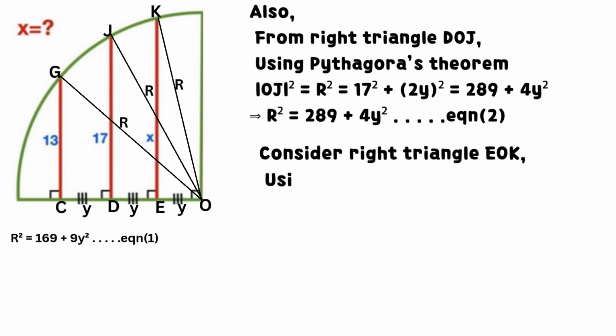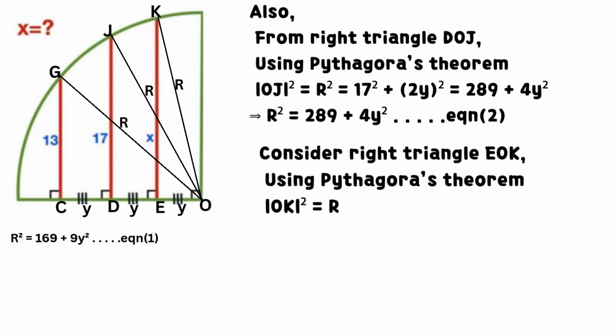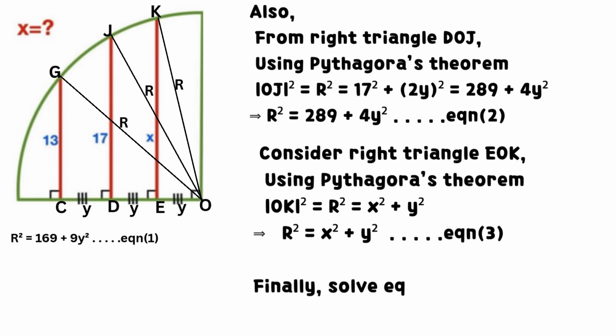Consider right triangle EOK. Using Pythagoras' theorem, the square of line OK, which is the square of R, equals the sum of the square of X and the square of Y. We call it equation 3. Finally, solve equation 1 and equation 2.